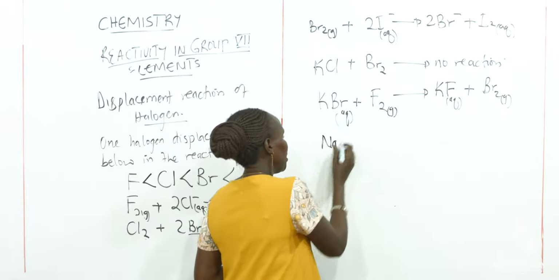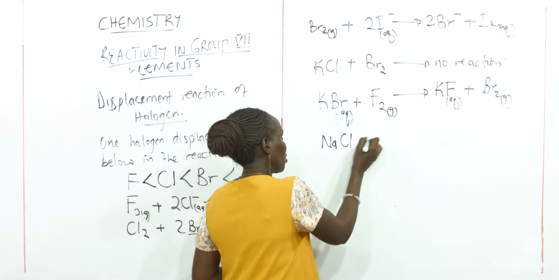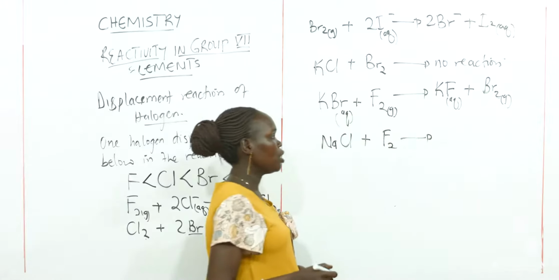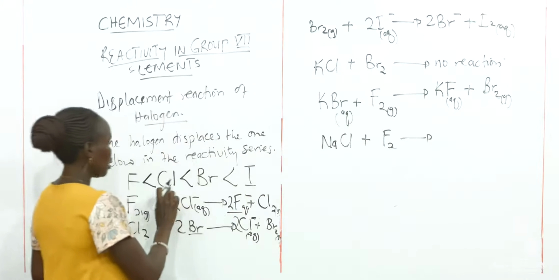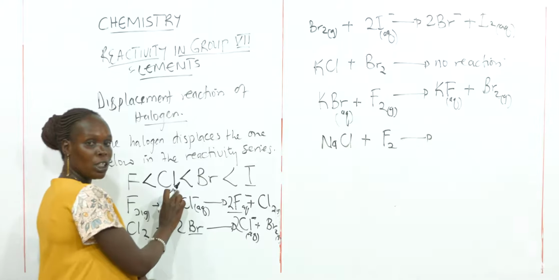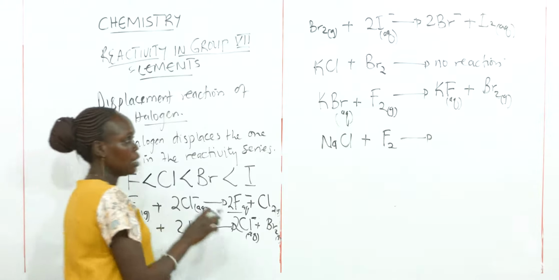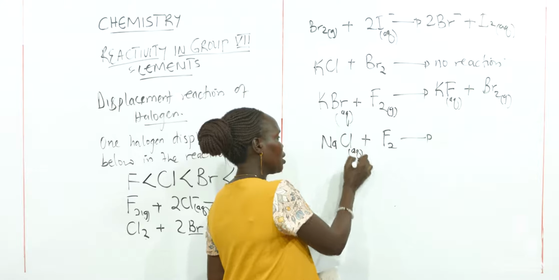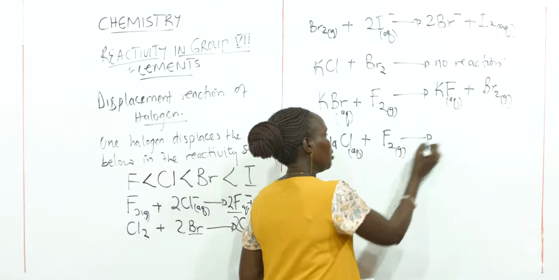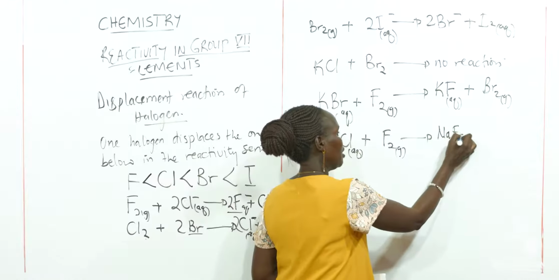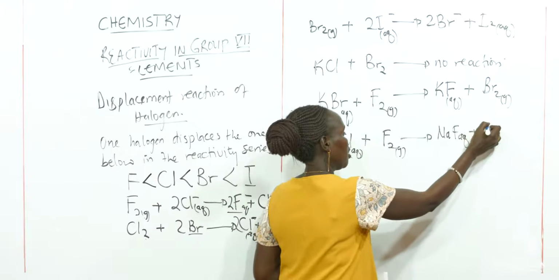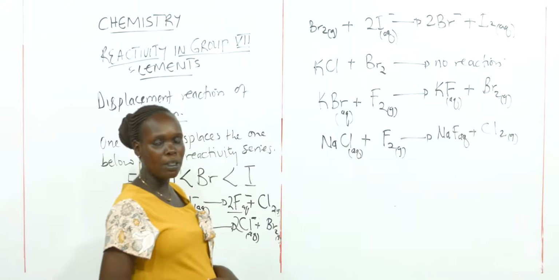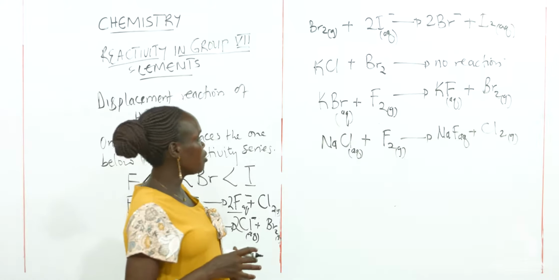Also we can have sodium chloride plus fluorine. It will give us what? We have seen that chlorine is after fluorine. So in this case, fluorine has to take the place of chlorine in this reaction. So we shall have the salt sodium chloride, then it will give us sodium fluoride salt plus chlorine gas.